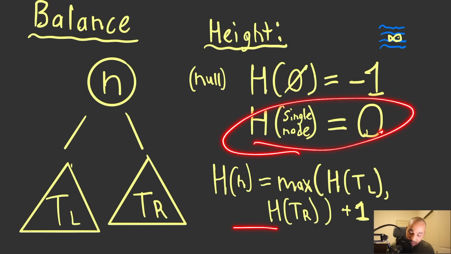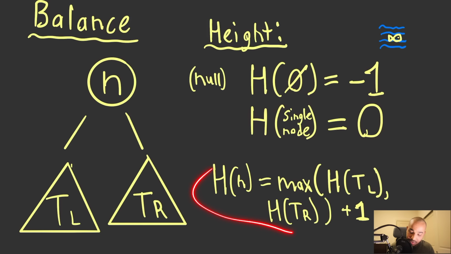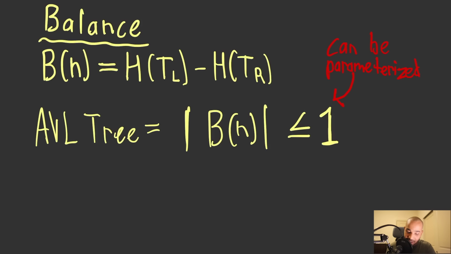If we have more than a single node, we're going to need a recursive definition. Now, what does balance at a specific node mean? Balance is going to be the height of the left subtree minus the height of the right subtree. That is going to give us the balance at a certain node n.